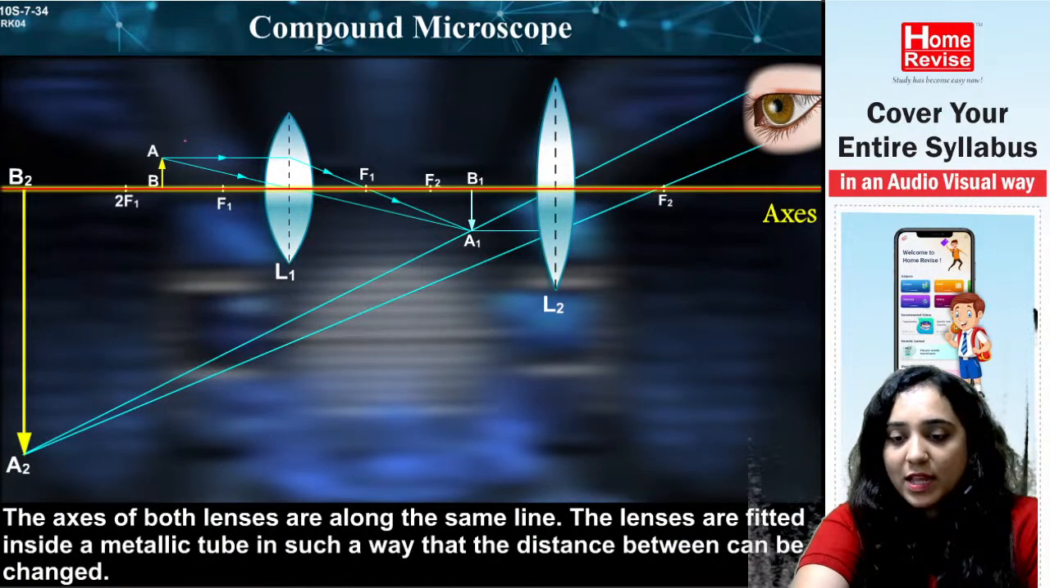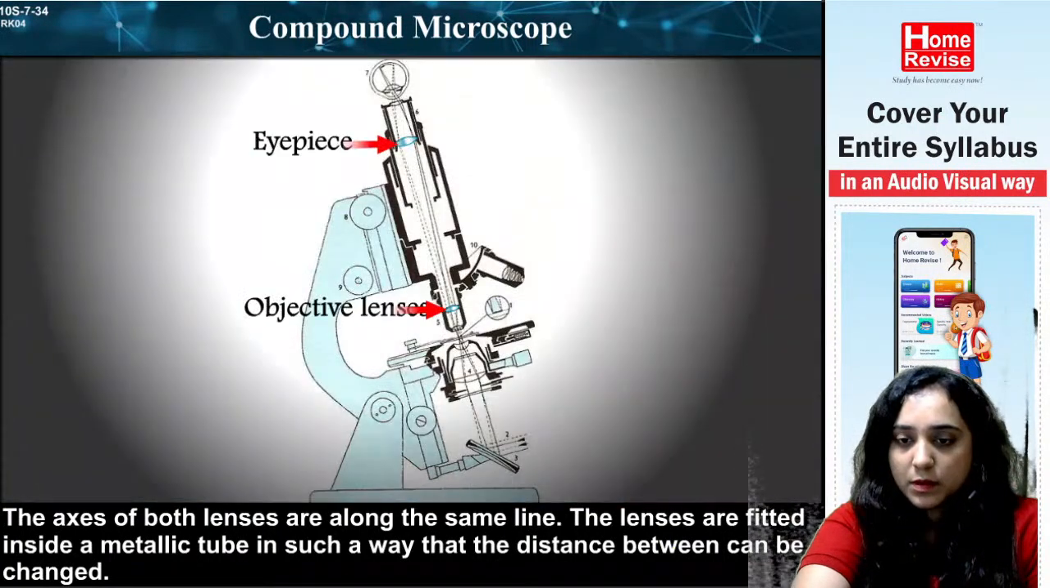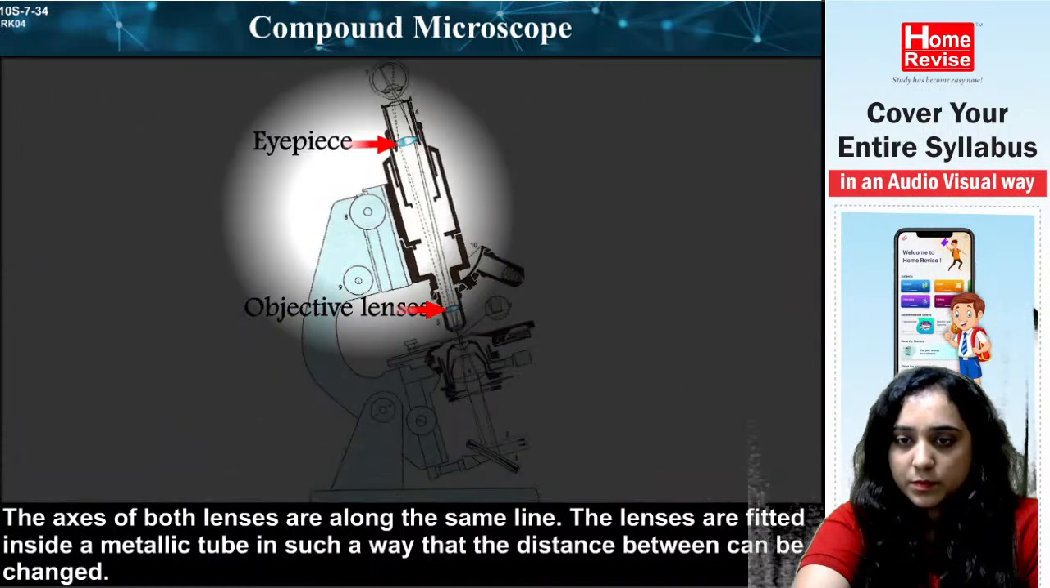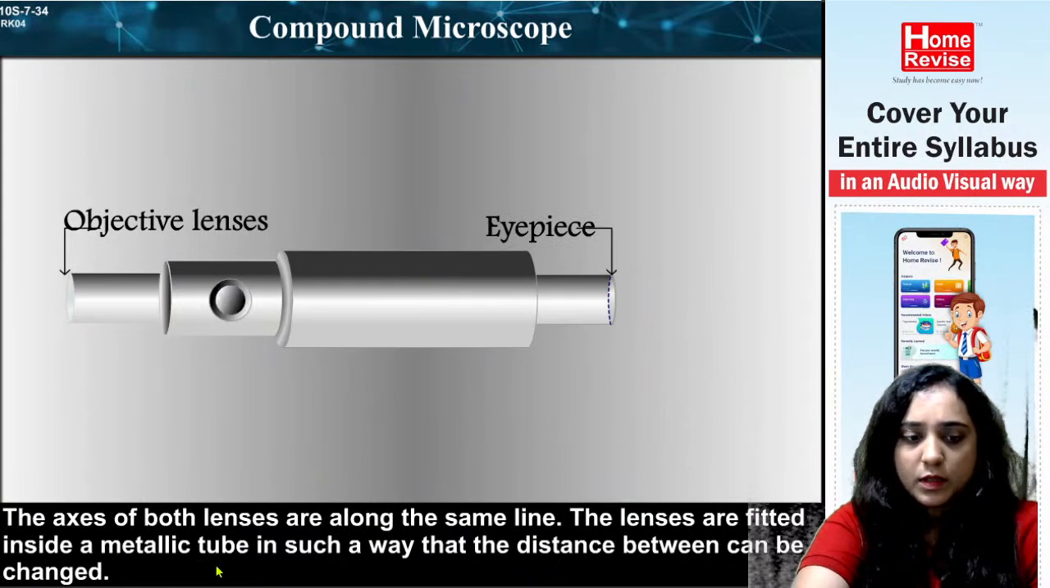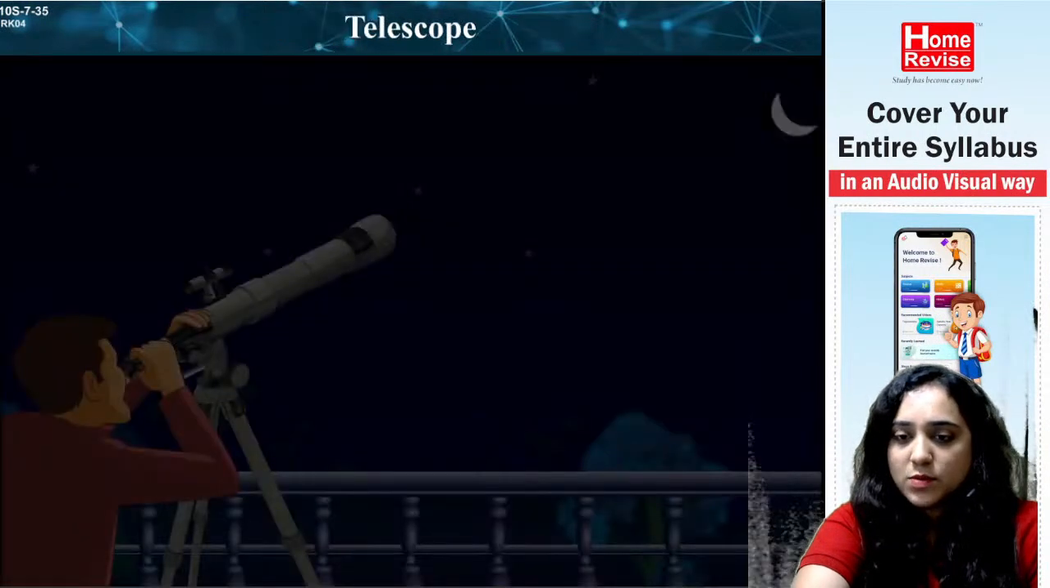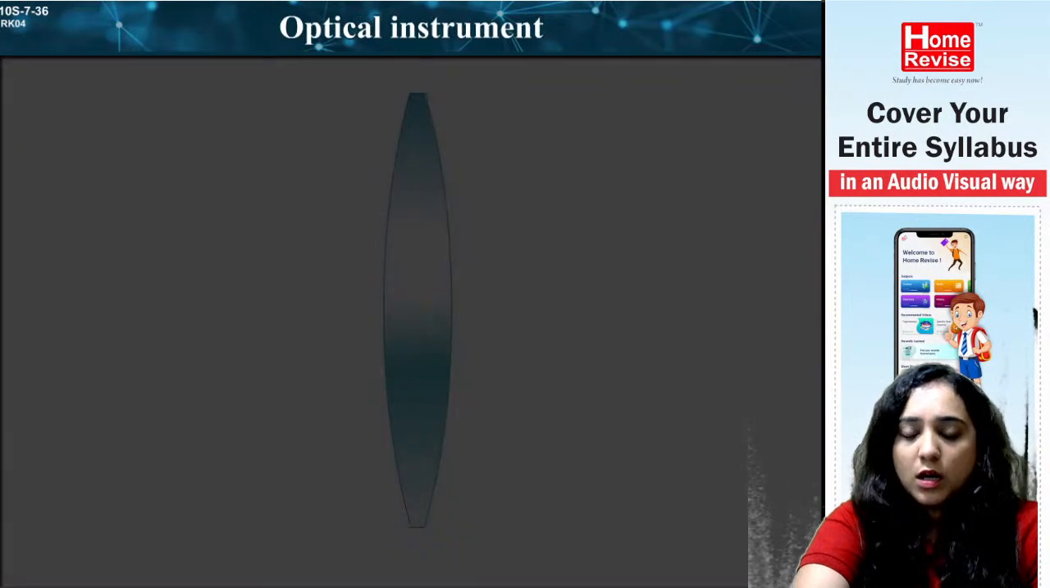Okay, I hope everything is understood by everyone. The lenses are fitted inside a metallic tube in such a way that the distance between them can be changed. Yes, now let's move on to the next one, that is the optical instrument.